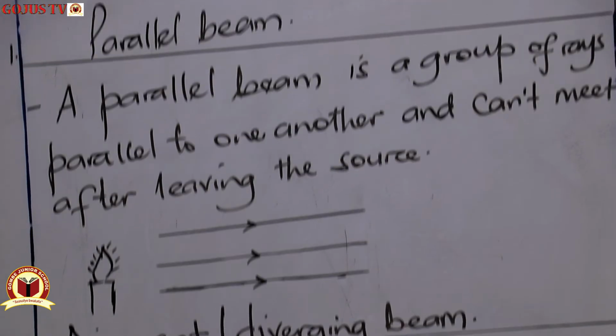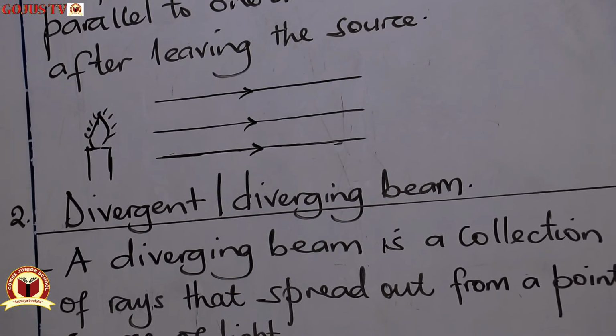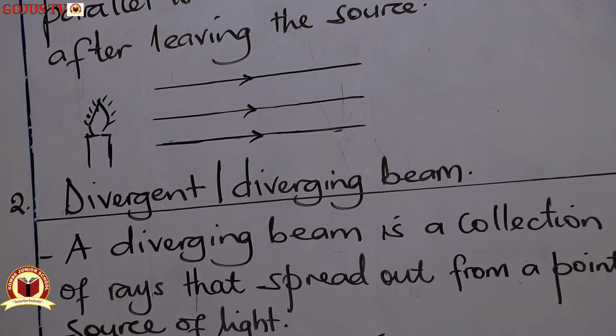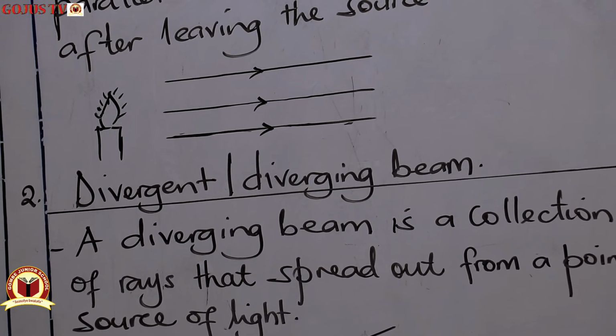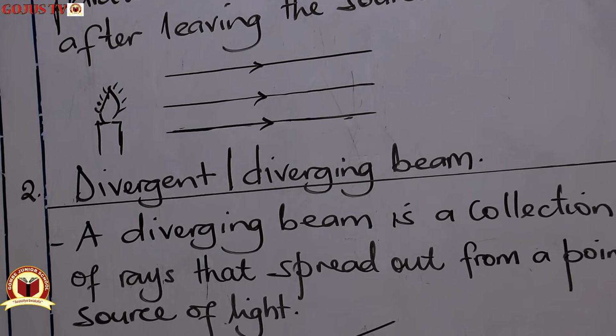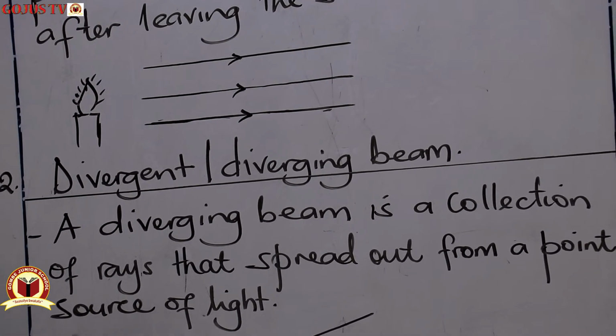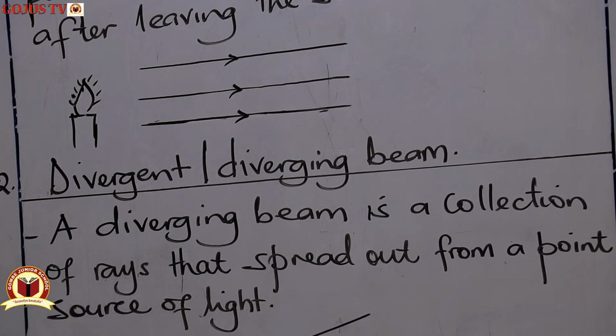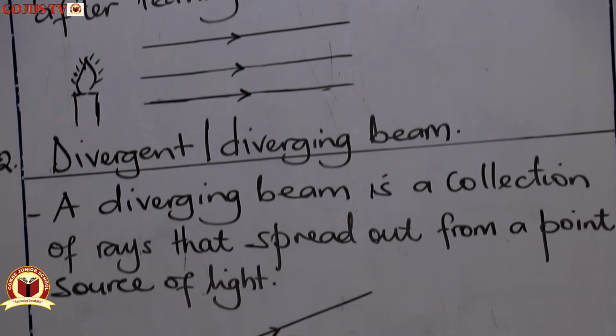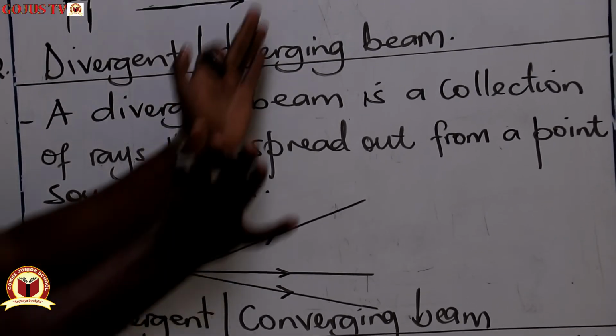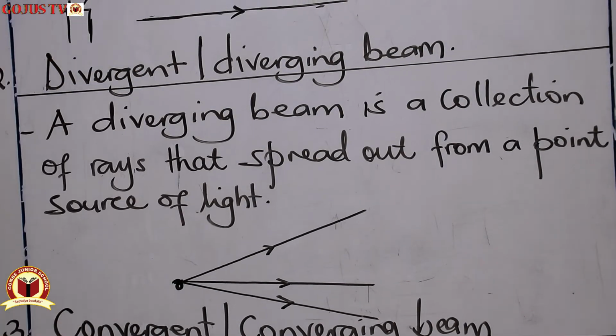Then two, we have the divergent or diverging beam. We're saying a diverging beam is a collection of rays that spread out from a point source of light. This is the point source of light, and as you can see, the rays are spreading outwards.